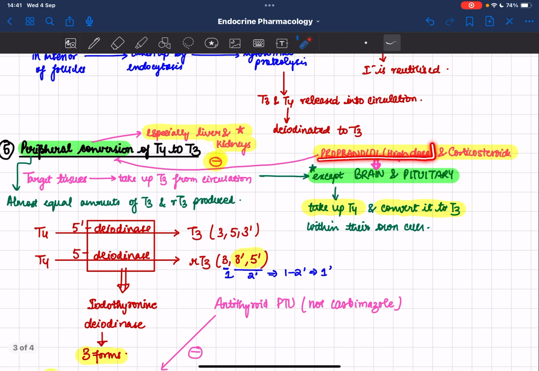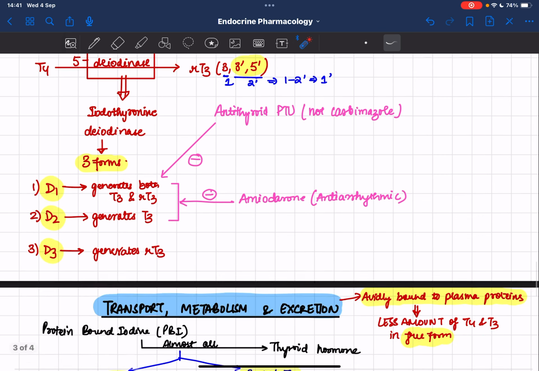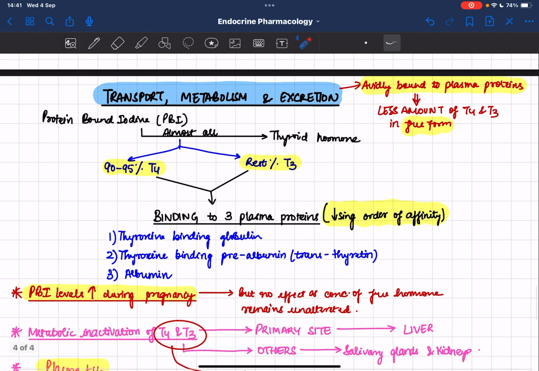Propranolol, high dose propranolol, a beta blocker, and corticosteroids will ultimately inhibit peripheral conversion. They will not let the brain and pituitary take up T4 and convert it into T3. Thus, they will also act as antithyroids. Okay, so that was it.